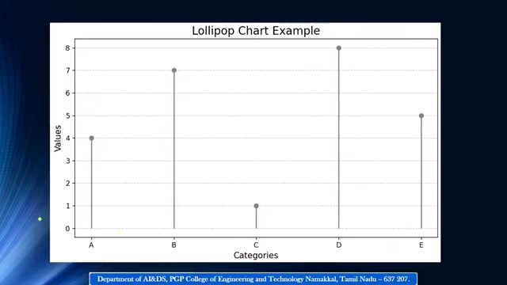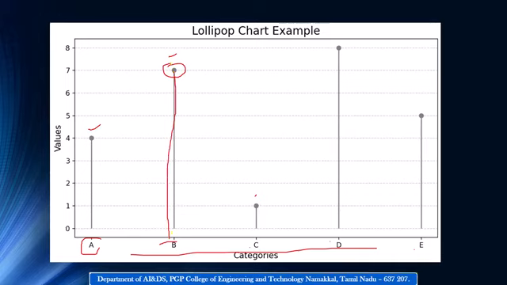For example, this is my data, a single data. I have different categories in that. So A is one category, B is another category, C is another category, D and E. And this is the value of A. So the value of A is 4, value of B is 7, value of C is 1, value of D is 8, value of E is 5. So I'm just going to make this as a circle, and then I'm going to draw a line till the x-axis. So this is called a lollipop.